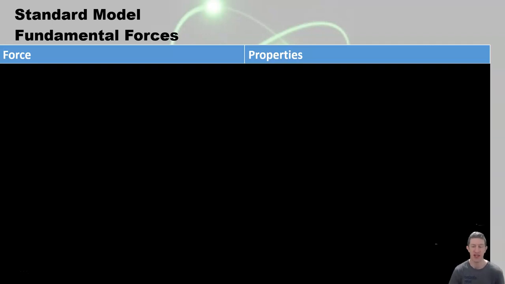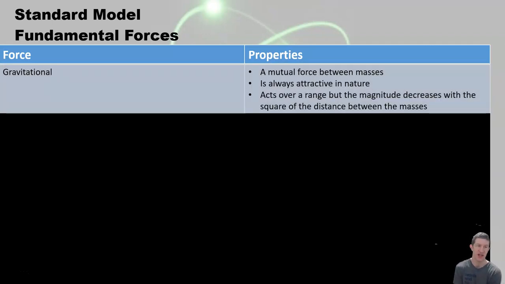So let's have a look at each of them and some of its properties. The first one is the gravitational force. So we've talked about this quite a lot throughout physics. This is one of the most common. It's a mutual force between masses. So anything with mass has gravity. It's always attractive. You can't have a repulsive gravitational force.